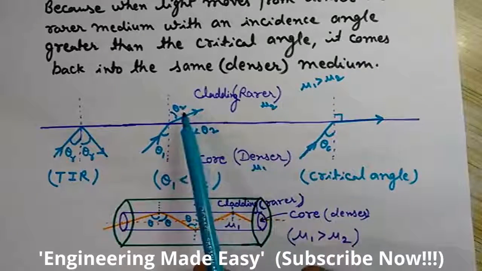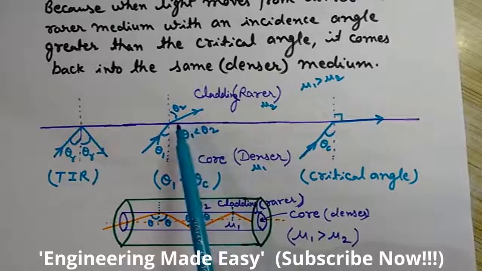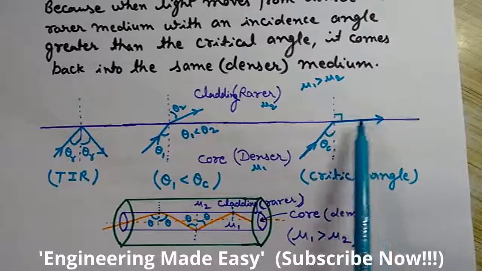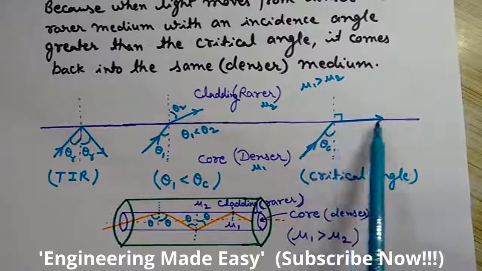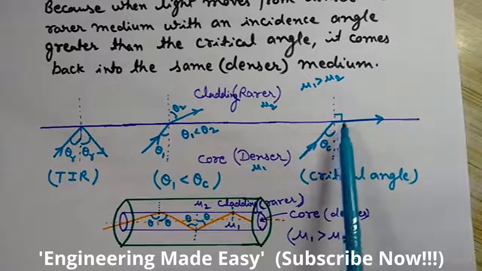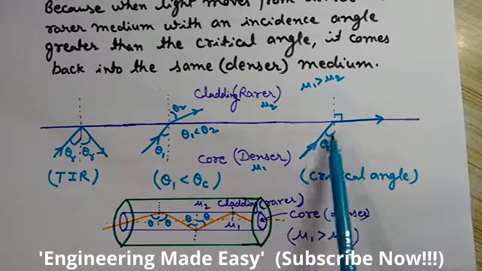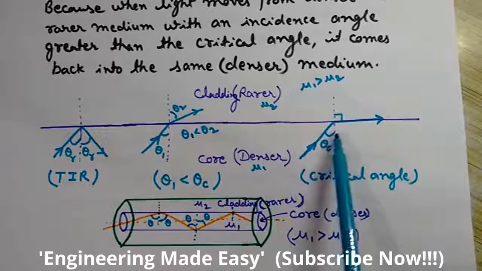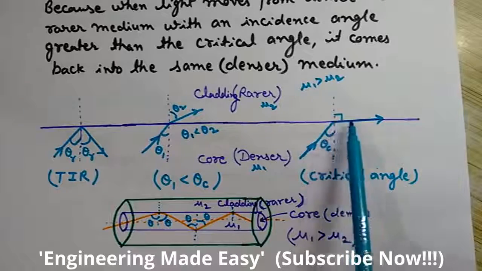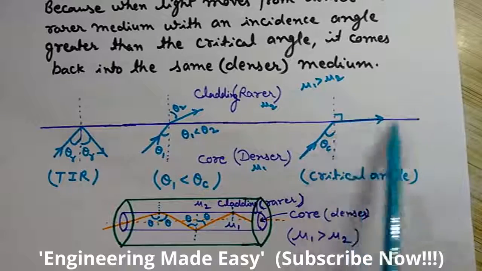So this theta 2 will keep on increasing and this ray of light will move parallel to the interface surface of core cladding, or these two mediums. So in this case, this incidence angle would be called the critical angle, where the other part goes along the surface.